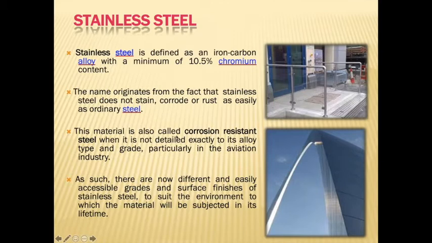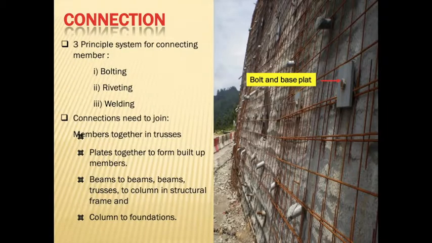This material is also called corrosion resistant steel when it is not detailed exactly to its alloy type and grade, particularly in the aviation industry. As such, there are now different and easily accessible grades and surface finishes for stainless steel to suit the environment to which the material will be subjected during its lifetime. However, usually the material is quite thin and quite soft, so usually we are not using this for structural purposes.